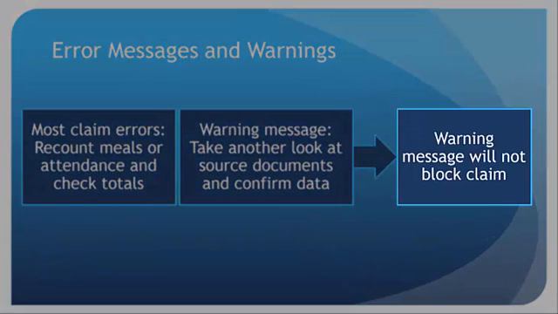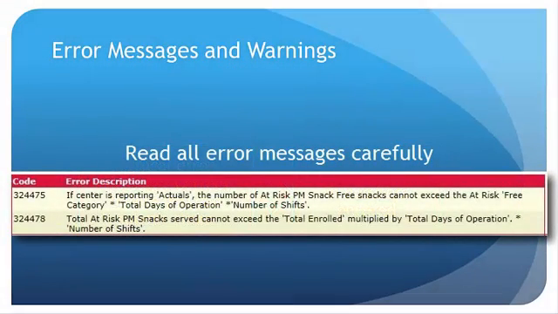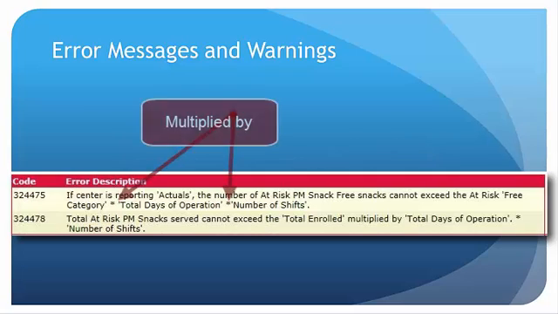A warning message will not block the claim from being submitted or paid. Critical error messages must be corrected before you can successfully submit the claim for processing, as there is an error in the numbers entered. Please read all error messages carefully to determine the meal count correction needed. The asterisk in this message means multiplied by.